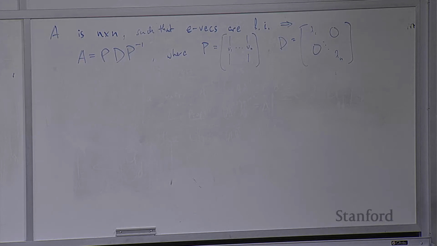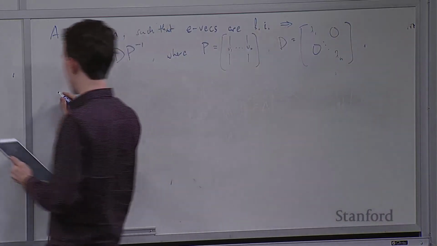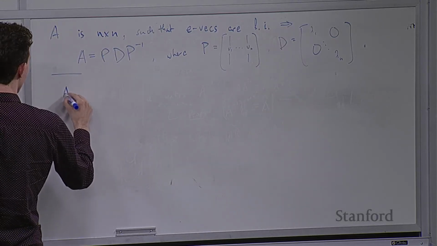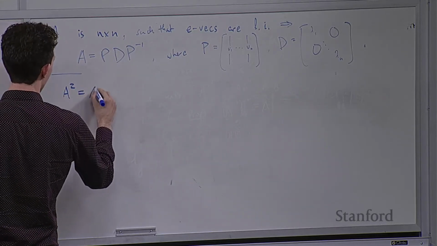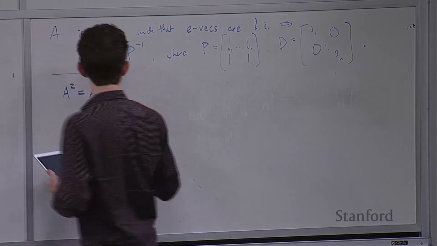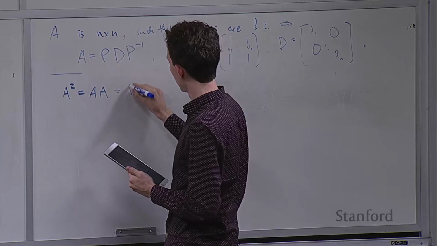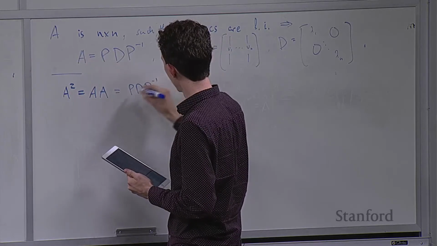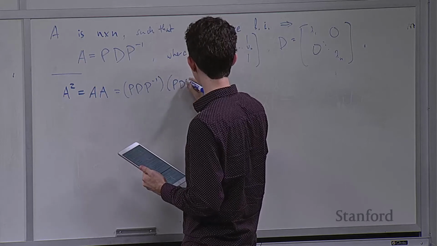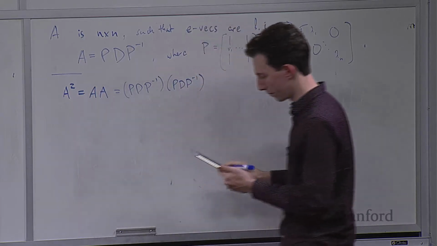OK, so this is kind of a curious fact. Not super clear why it's useful for us at the moment. Well, one reason it's useful is that it's easy for us now to exponentiate matrices. So say I wanted to calculate A squared, or in other words, just A times itself. What happens if I expand my definition of A? Or not my definition, but how I've written A.